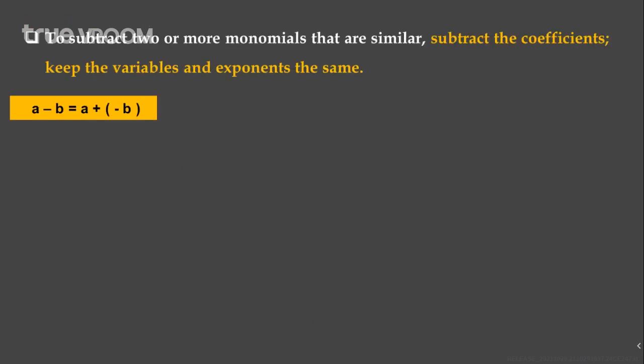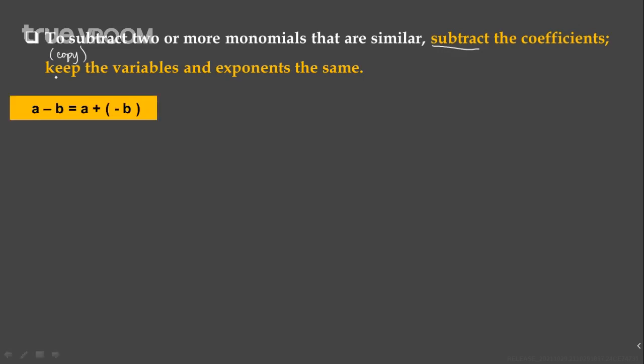Next, let's proceed to subtraction. That is addition. So in subtraction, you will do the same, but you will just change the operation. To subtract two or more monomials that are similar, remember, are similar, just subtract the coefficients and keep or copy the variables and exponents the same. You don't need to do anything with the variables and the exponent. Copy and then subtract the coefficients.